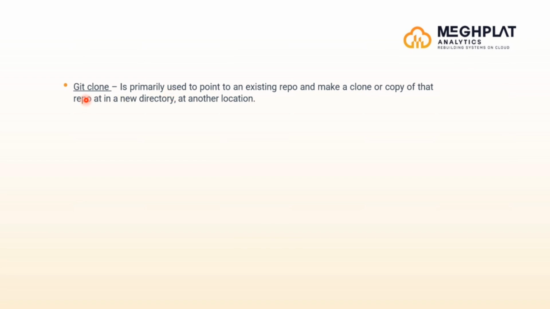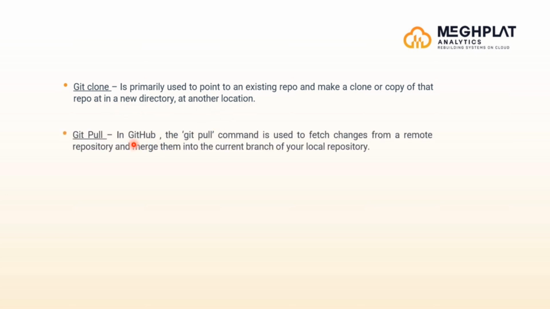So the next term is git clone. Git clone is primarily used to point to an existing repo and make a clone or copy of that repo in a new directory at another location. The fourth term is git pull. In GitHub, the git pull command is used to fetch changes from a remote repository and merge them into the current branch of our local repository.